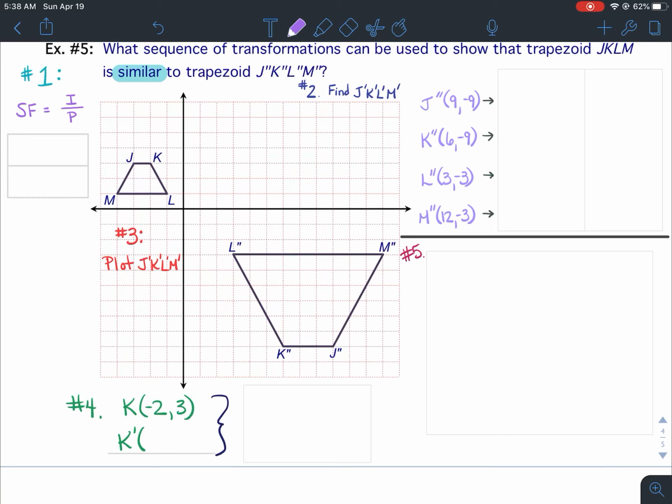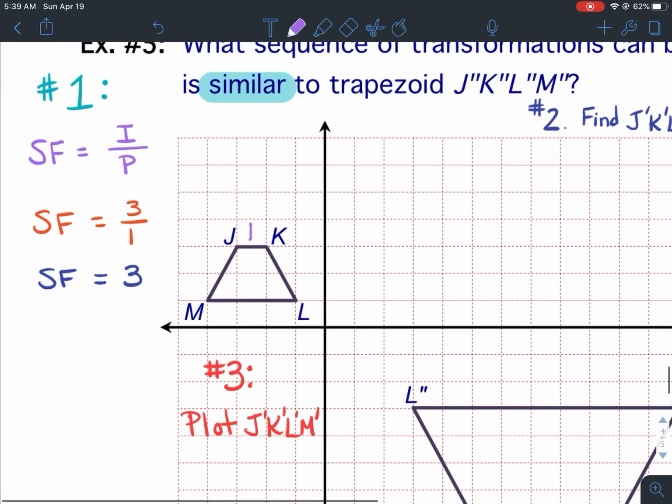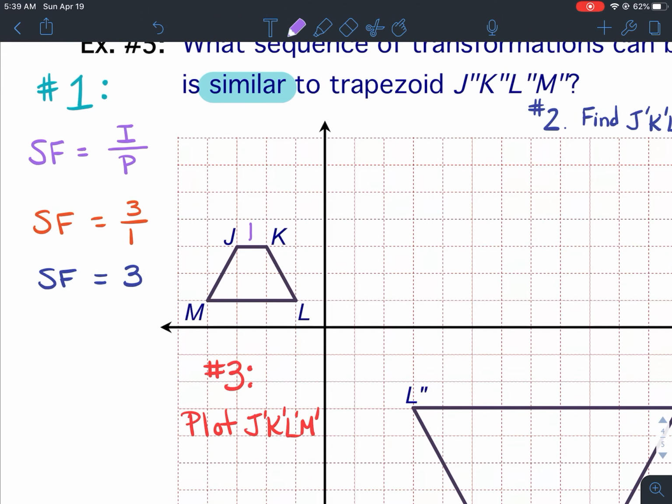So let's use JK. JK is 1 unit long. So then if I'm going to use JK, the corresponding side of the larger figure would be J double prime, K double prime, which is 3 units. So our scale factor would be 3 over 1 because it's image over pre-image. Well, we simplify that and get a scale factor of 3. So go ahead, take a moment if you need to, pause your video and get all of step 1 written down. Scale factor equals 3 over 1, which means the scale factor equals 3.